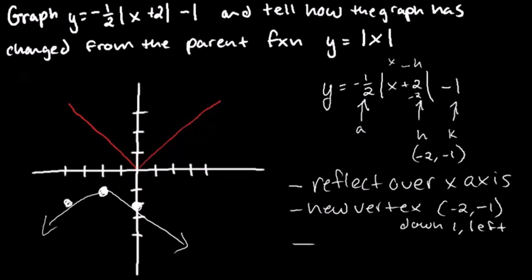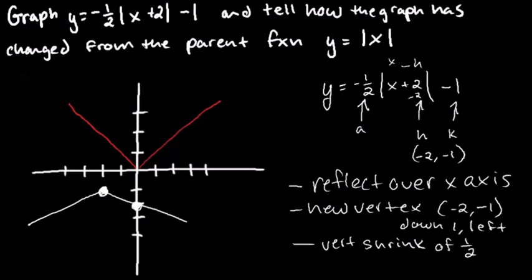And then what happened to my, let me redraw this a little bit better, what happened to my graph? How did it also change? I had a vertical shrink of 1/2. Go ahead and give me that number. So you could also say, if you decide to say a horizontal stretch, you would have to say times 2. That's where it's going to be a little bit different.